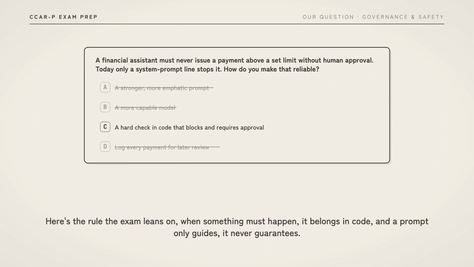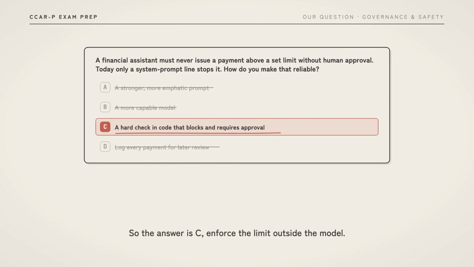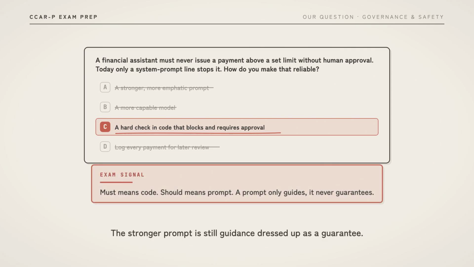Here is the rule the exam leans on. When something must happen, it belongs in code, and a prompt only guides. It never guarantees. So the answer is C, enforce the limit outside the model. The stronger prompt is still guidance dressed up as a guarantee. The bigger model is scale standing in for strategy. And logging is compliance theater. It records the damage after it's already done.